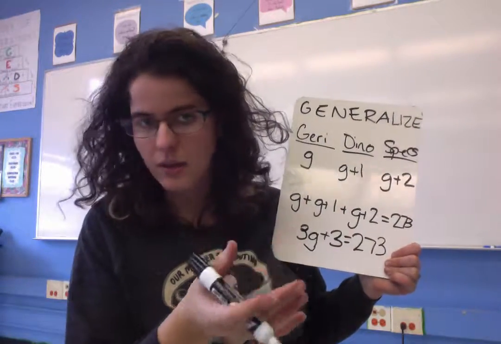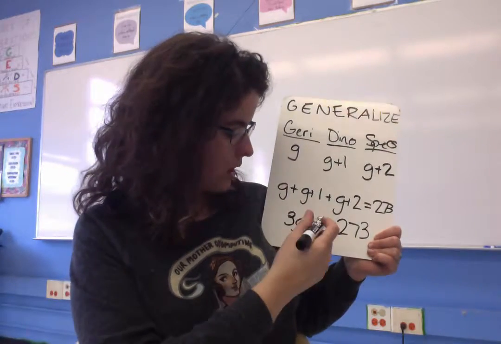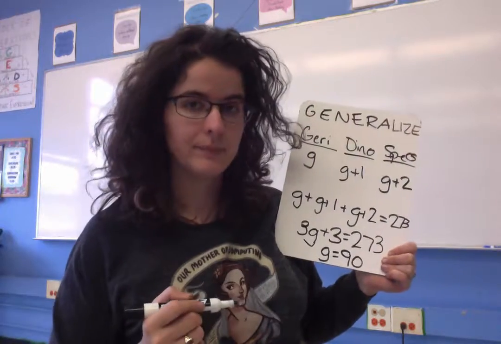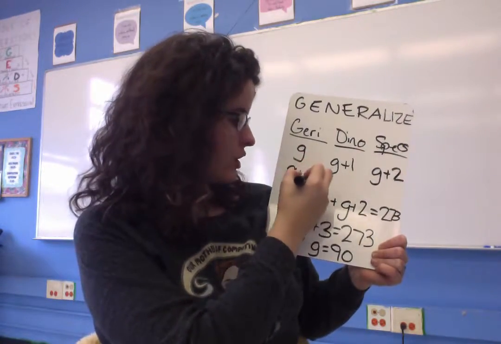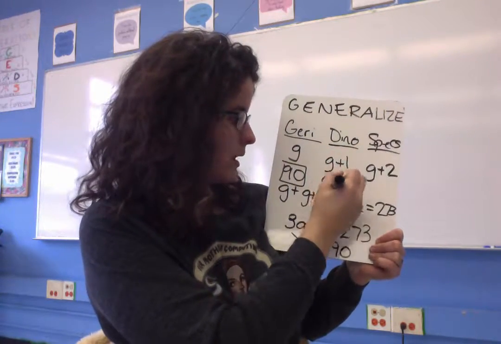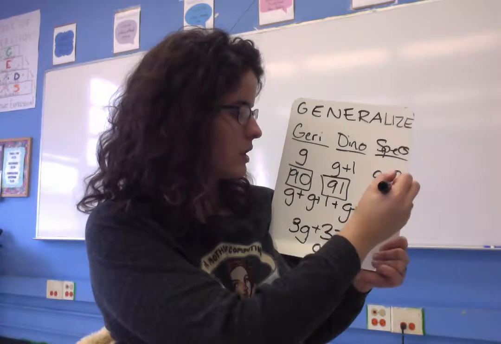You could use a balance method, you could use an algebraic method, or you could use a number trick. And when you solve this, you would find that actually G needs to be 90. So if G is 90, actually, Jerry's age is 90, Dino's actual age would have to be 91, and Specs' actual age would have to be 92.